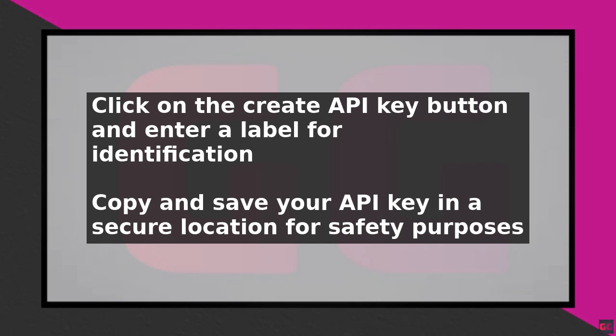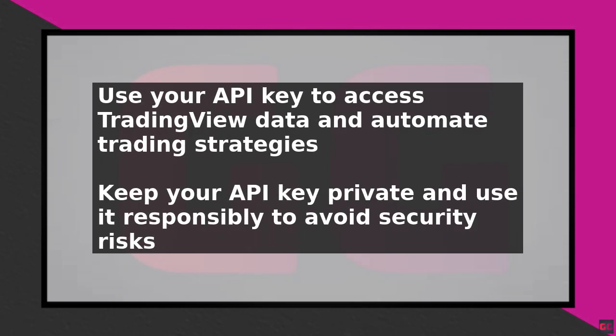You can use your API key to access TradingView data, such as real-time market data and historical price data, and to automate trading strategies using programming languages like Python or JavaScript. By following these steps and best practices, you can securely obtain and use a TradingView API key to enhance your trading experience and stay up to date with market trends. Remember to always keep your API key private and use it responsibly to avoid any potential security risks.